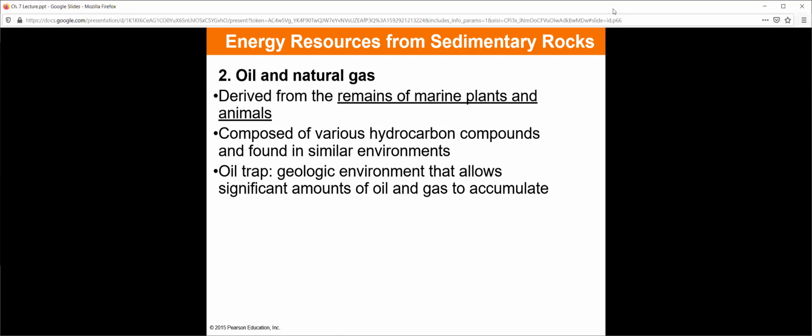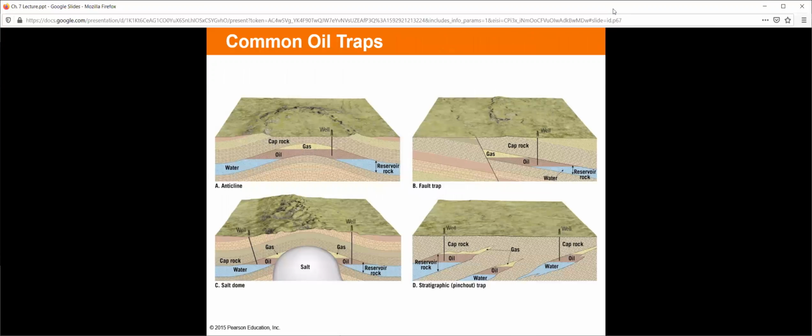Oil, natural gas, same process. Actually, natural gas is a derivative of oil. It's not really a separate thing. If you ever get the opportunity to look into all the byproducts of oil, kerosene, gasoline, what have you, it's very interesting.